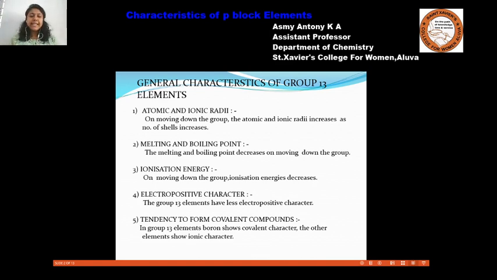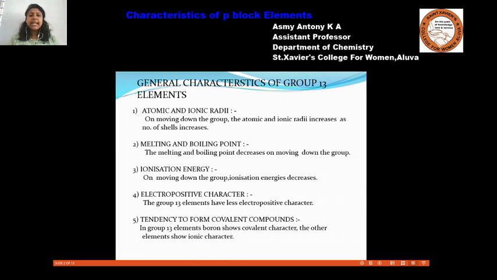And coming to their general characteristics, the first one will be atomic and ionic radii. We know that on moving down the group, the atomic and ionic radii increase because the atomic number increases and the number of shells increases. So the atomic size also increases. So moving down the group, the ionic and atomic size increases. And the second property is melting and boiling point. The melting and boiling point decreases on moving down the group.